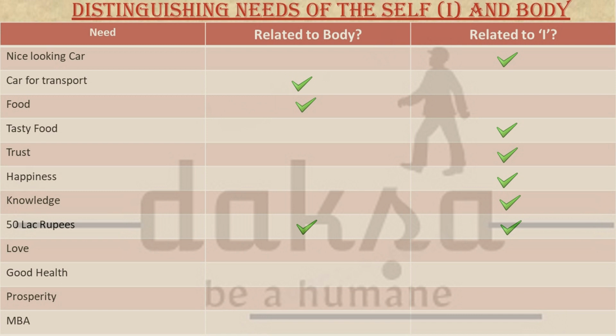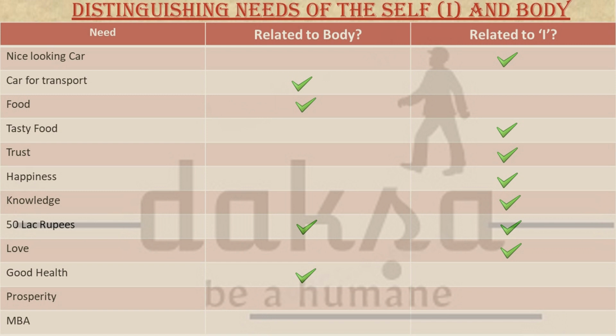Nice looking car and car for transport. If you want a car for transport, 50 lakh rupees can help you, right? And the nice looking car is for I, and you can purchase it. It means you can use it for both I and the body. The next one is love. Love is needed by or related to I and can be expressed through the body. The next one is good health. Obviously, the body requires good health.